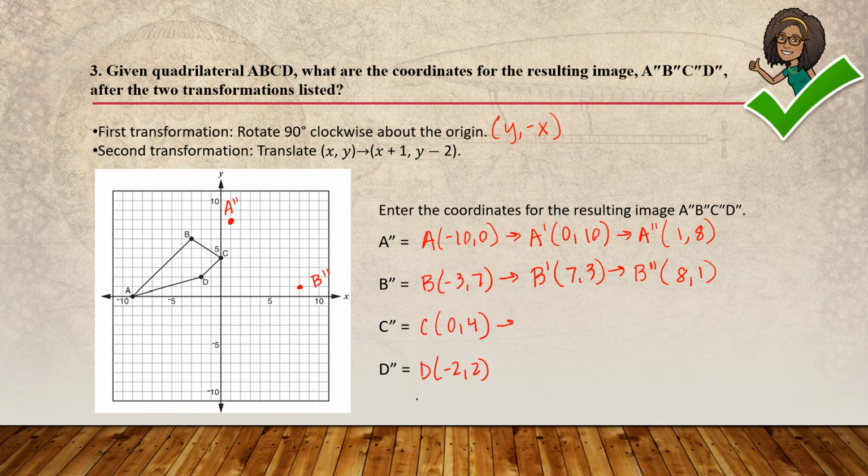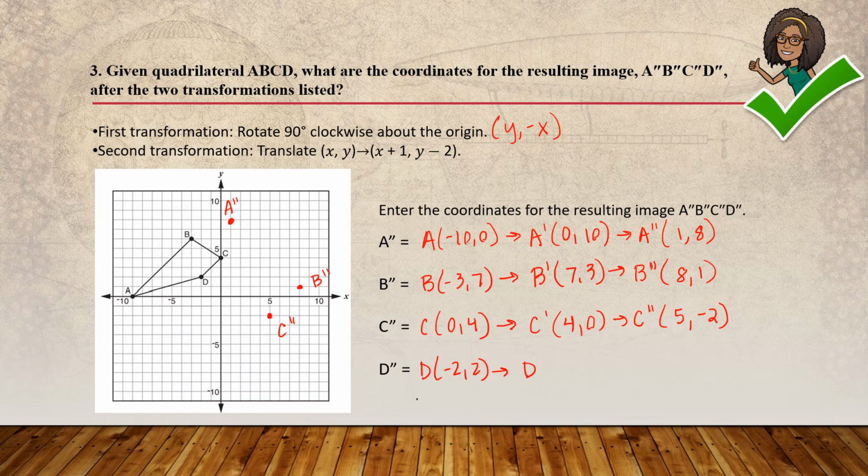C. So again, we have C prime. Switch and take the opposite of the x. X is 0, so it's just (4, 0). And then we add 1 to the x, subtract 2 from the y. So we have (5, -2) for C double prime.